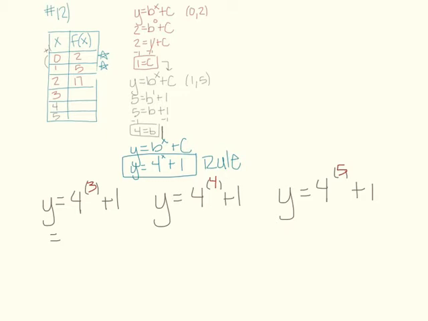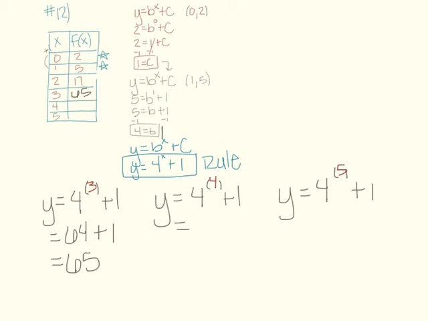4 to the third power, 4 times 4 is 16, 16 times 4 is 64. Bring down the plus 1, 64 plus 1 is 65. So when x is 3, y is 65.